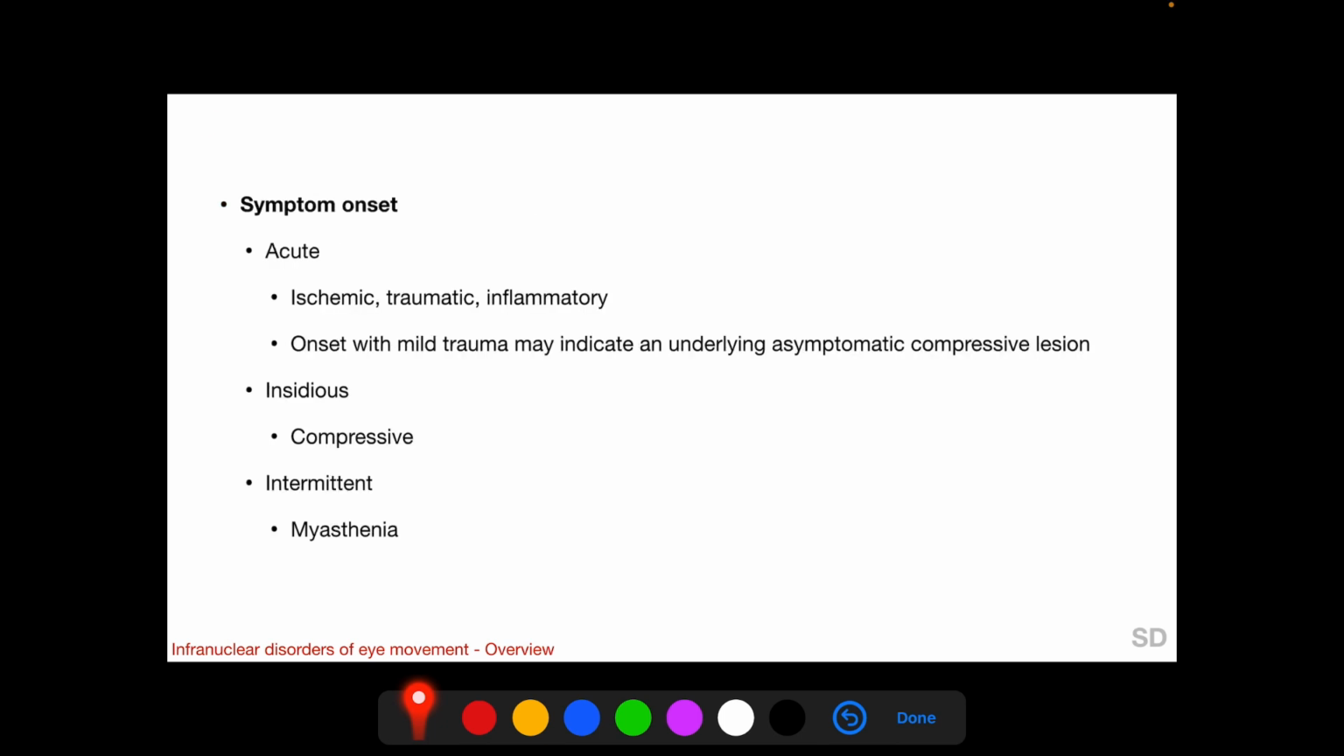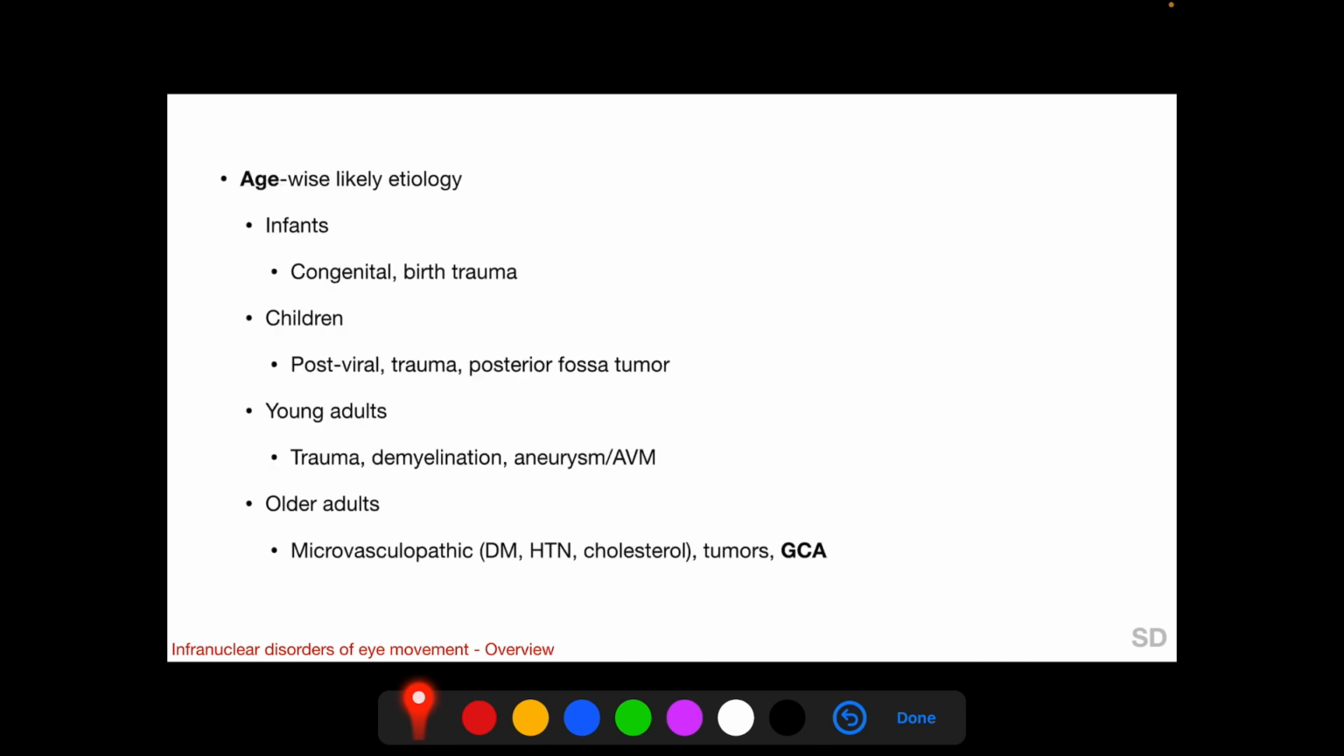The symptom onset for an infranuclear disorder can be acute, insidious, or intermittent. Ischemic lesions, traumatic lesions, and inflammatory lesions of the ocular motor nerves have an acute symptomatic onset. However, even a mild trauma may precipitate an acute symptomatic onset of an infranuclear presentation if there is a pre-existent compressive lesion which was asymptomatic previously. Compressive lesions per se have an insidious onset, and myasthenia gravis usually has a waxing and waning intermittent course.